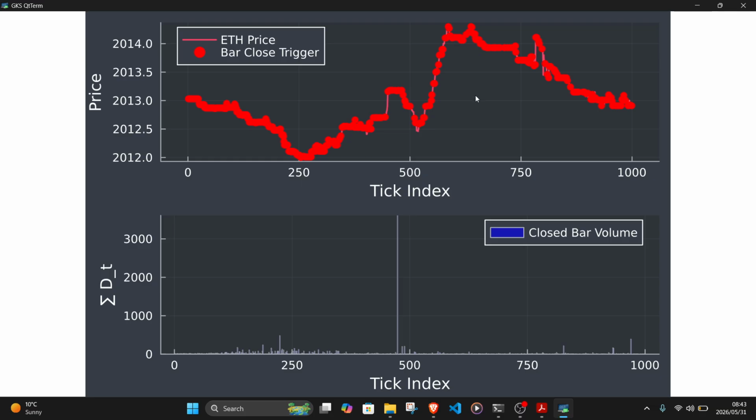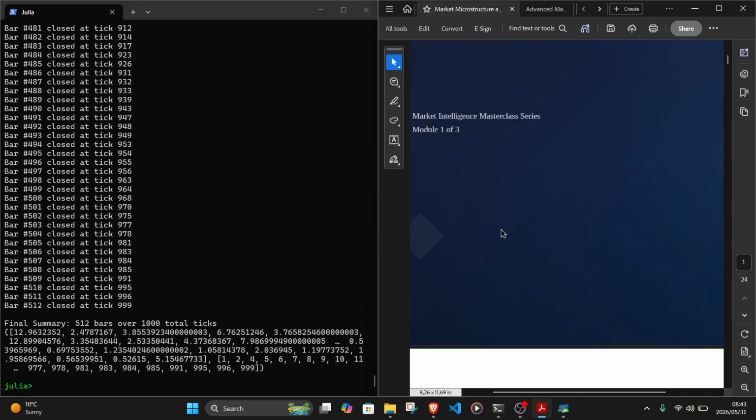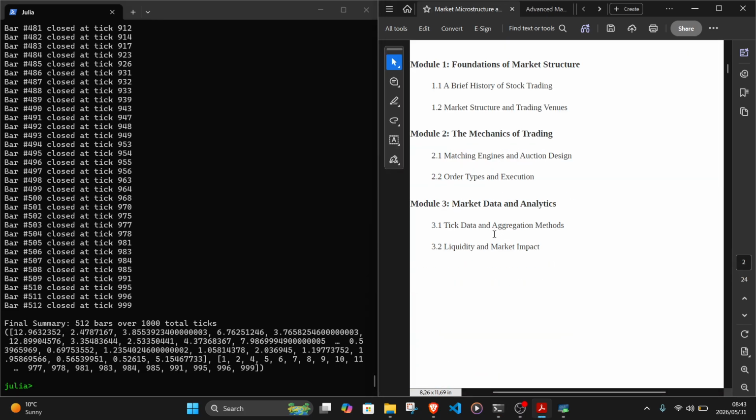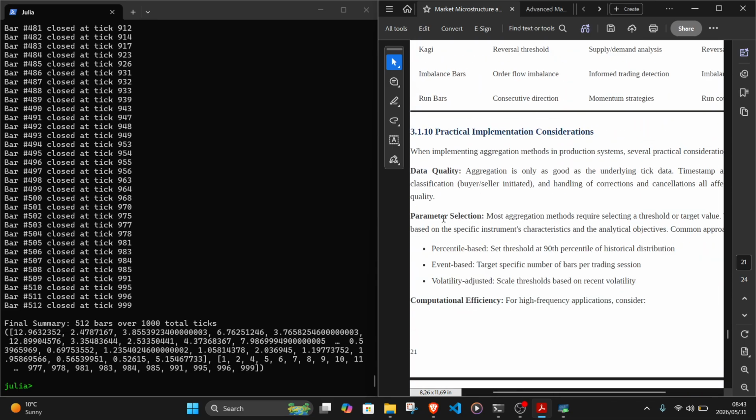In my opinion, this is not financial advice, but if I were to build a strategy around this, I would not pick my target threshold on a whim. I wouldn't just pick this value randomly. What I would do is use a percentile-based parameter selection, or an event-based parameter selection, or a volatility-adjusted parameter selection.